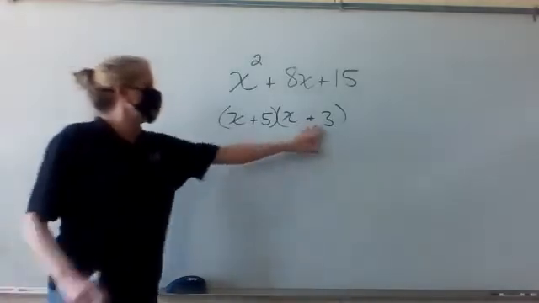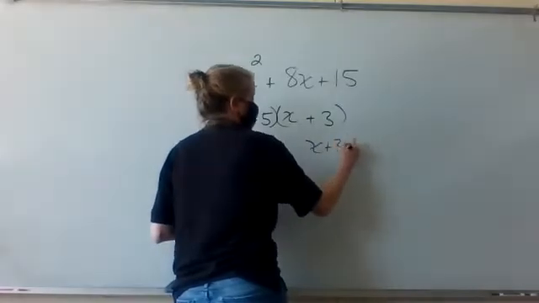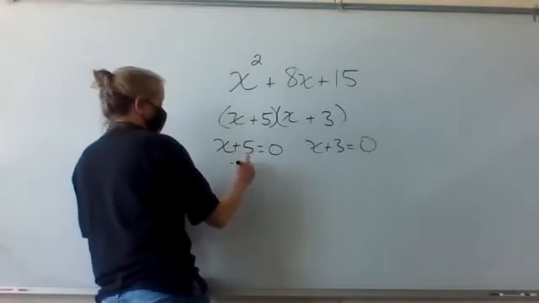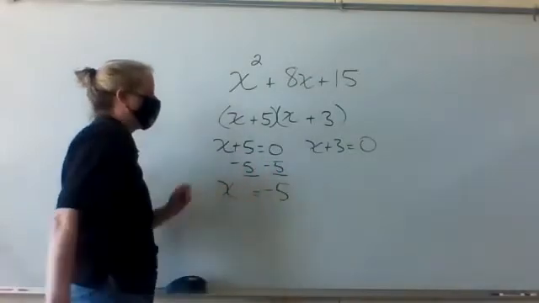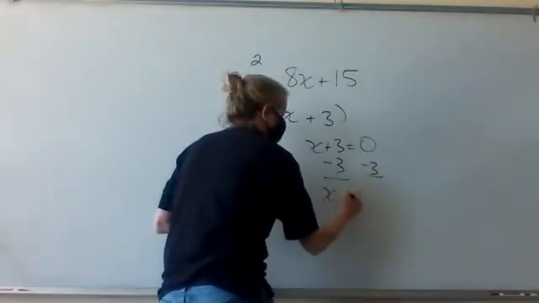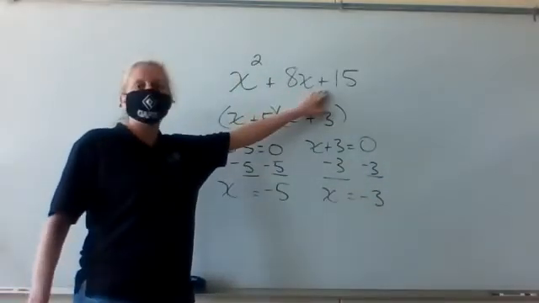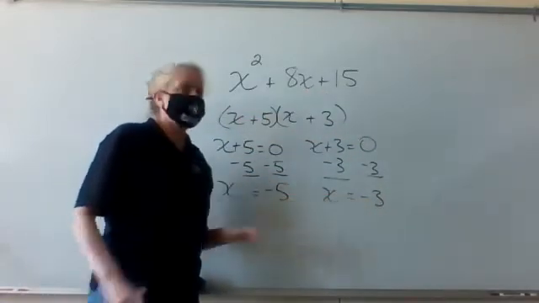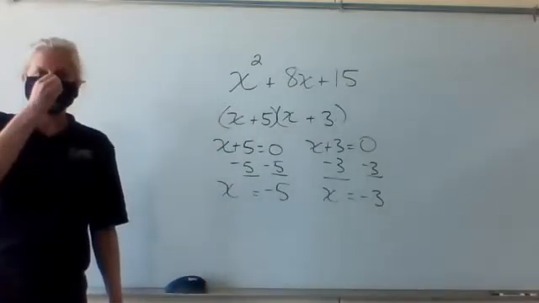Then what would I do with these two factors? Once I factored it, I set each of the factors equal to 0 and solved them for x. So here I would have had to subtract 5 from both sides to get x equals negative 5, and here I would have subtracted 3 from both sides to get x equals negative 3. If I put this in my y equals and graphed it, it would cross the x-axis at negative 3 and negative 5. That was finding the zeros, or the x-intercepts.